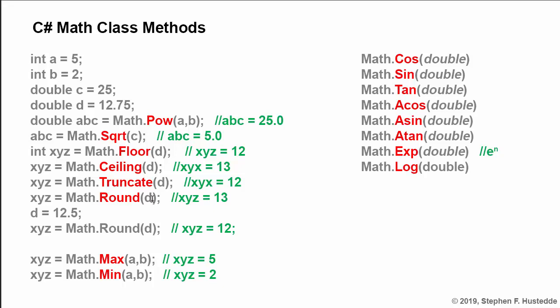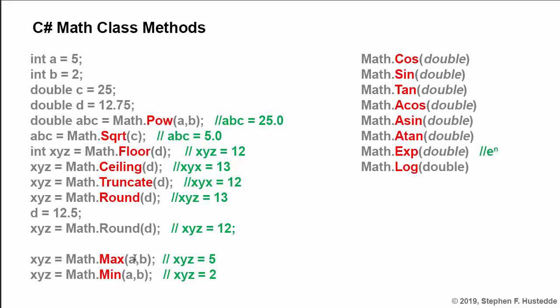Math.Round rounds the value to the closest integer, either up or down. If it is 0.5, so I'm going to set the value of d to 12.5, it will round either up or down, going to the closest even integer. So in this case, 12.5 rounds down to 12, but if d was 13.5, it would round up to 14. There are some other methods in the Math class where you can have it round differently, but that's the standard round. Just be aware of that little instance where it doesn't always round up at 0.5, it may round down.